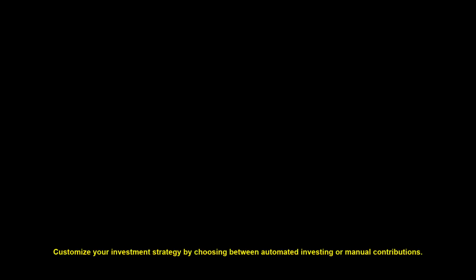Customize your investment strategy by choosing between automated investing or manual contributions. Set up automatic deposits by linking your bank account and scheduling regular transfers to your M1 Finance account. Review and confirm your portfolio allocations before proceeding to invest. Once you're satisfied with your pie, click Save to create it.